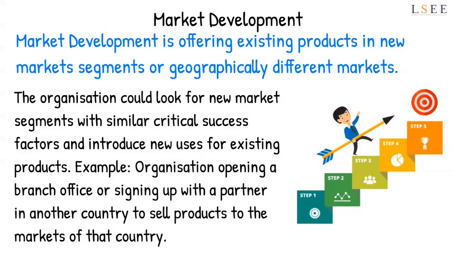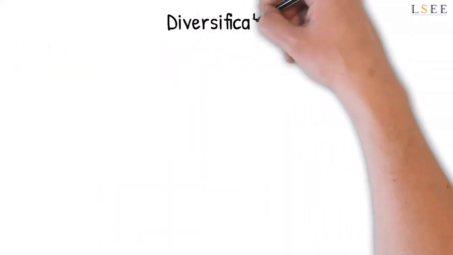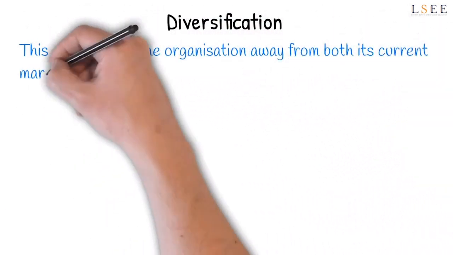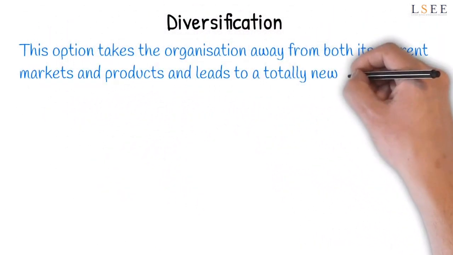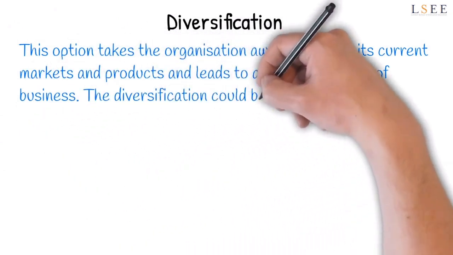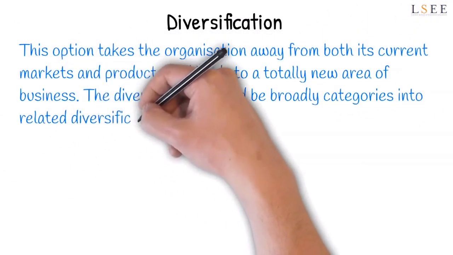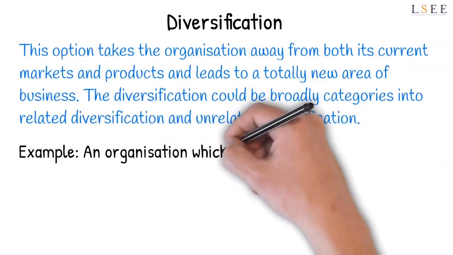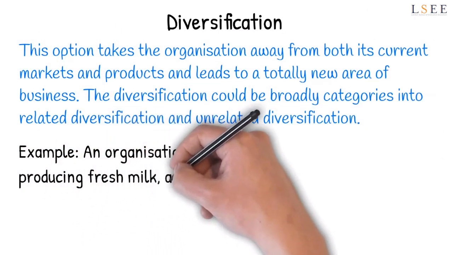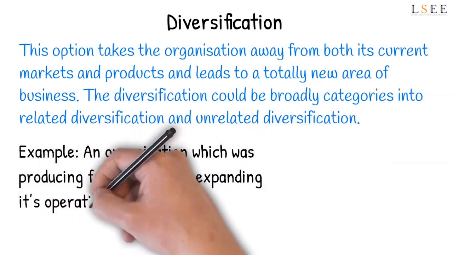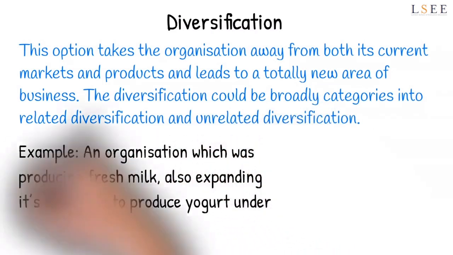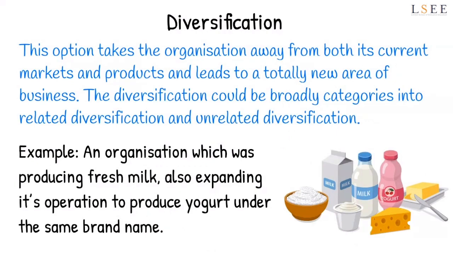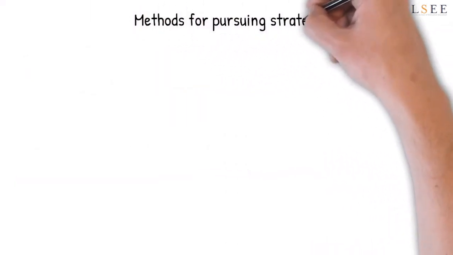Diversification. This option takes the organization away from both its current markets and products and leads to a totally new area of business. The diversification could be broadly categorized into related diversification and unrelated diversification. Example: an organization which was producing fresh milk also expanding its operation to produce yogurt under the same brand name. Methods for pursuing strategies.